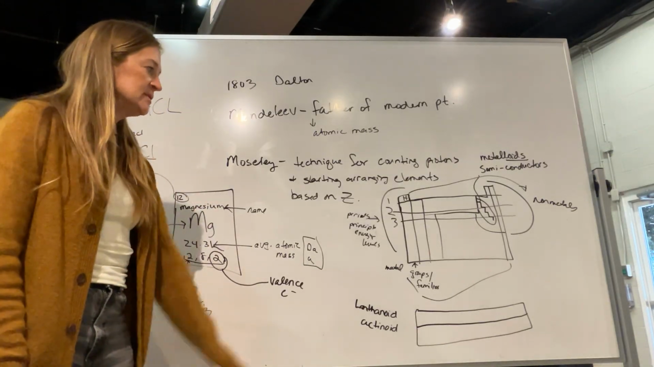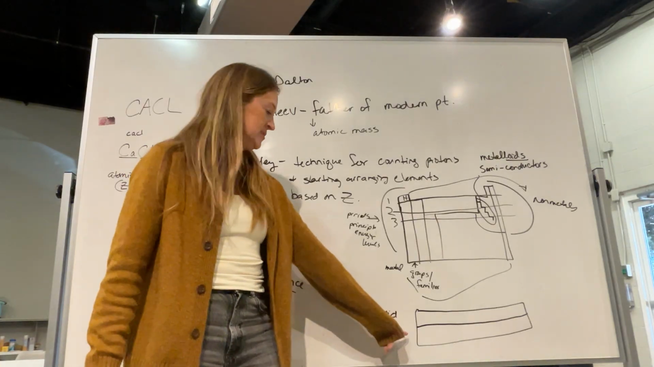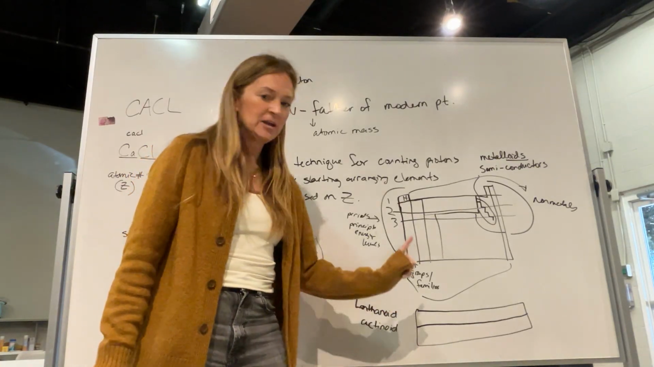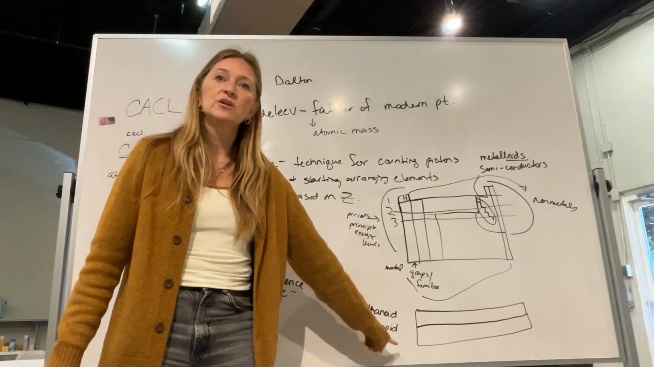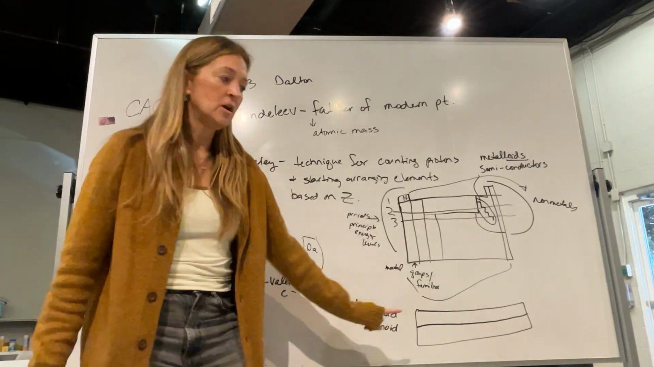characteristics. One thing, and I hesitate to say this, but I think I'm accurate: most of the lanthanoids and actinoids are actually man-made. They're not naturally occurring, which I think is really interesting.